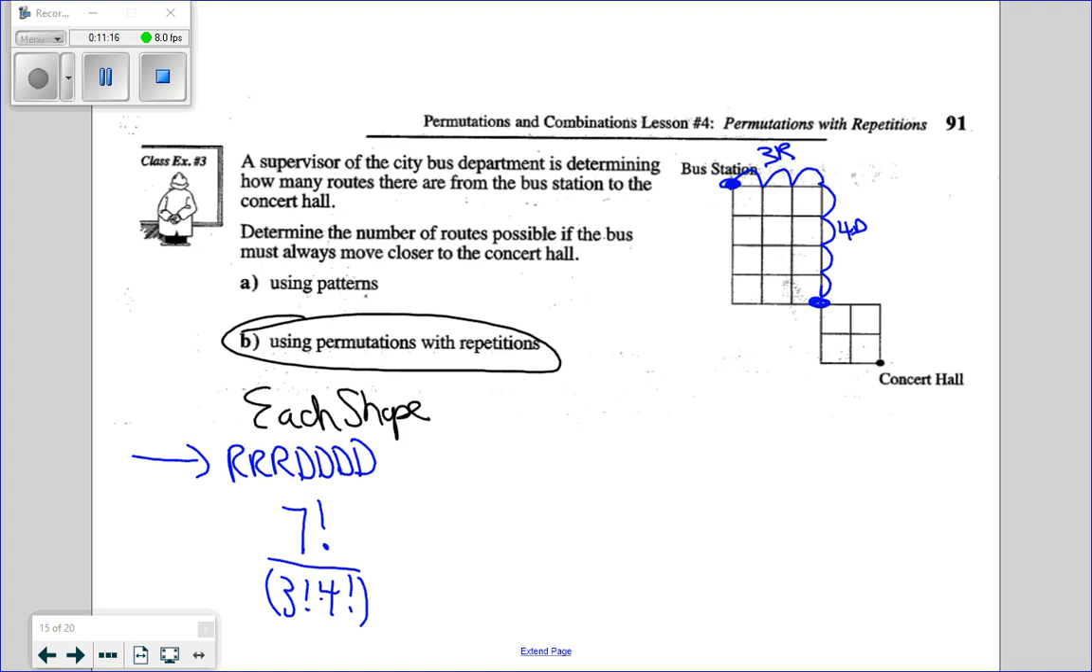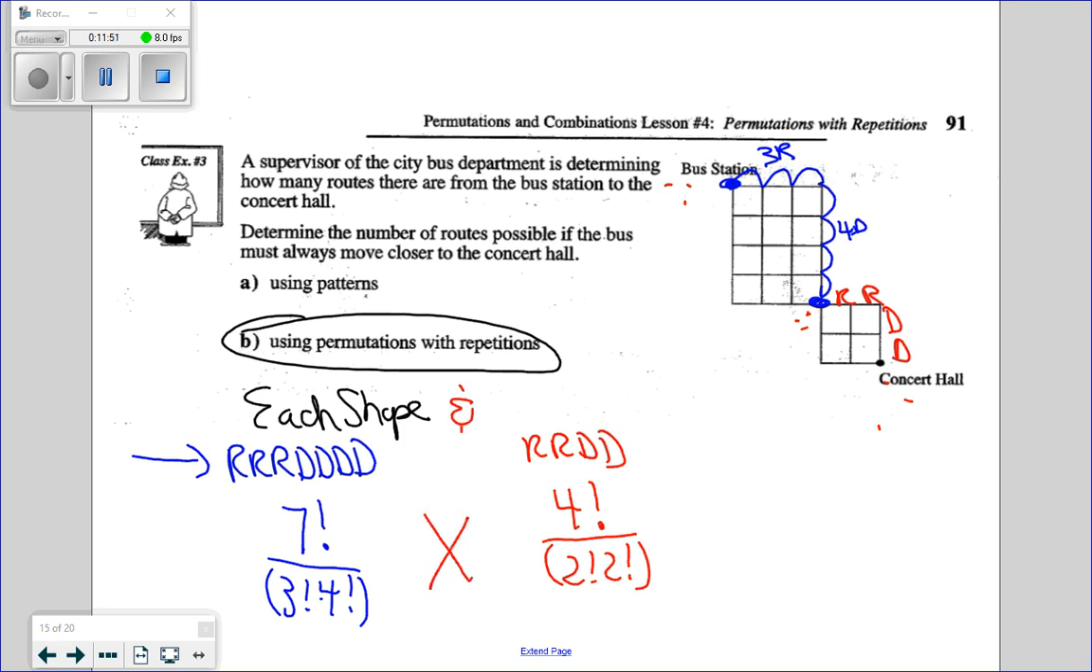Okay? For the other shape, it has 2 R's and 2 D's. So I have 4 movements in total, 2 rights, 2 downs. Okay, so listen to my words. You're trying to get from the bus station to the concert hall. So do you have to go from here to here or here to here? Or do you have to go from here to here and here to here? And so you are going to multiply.